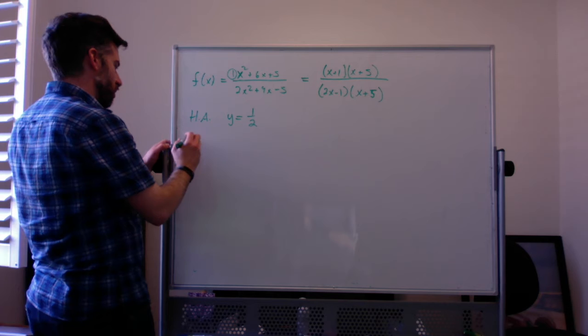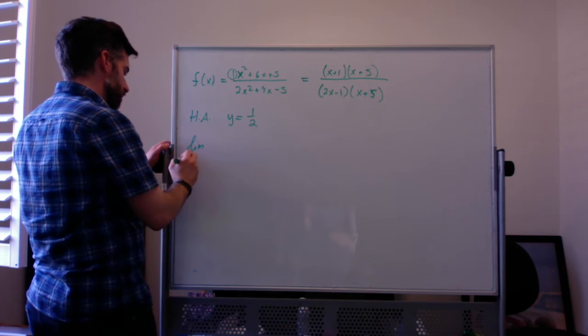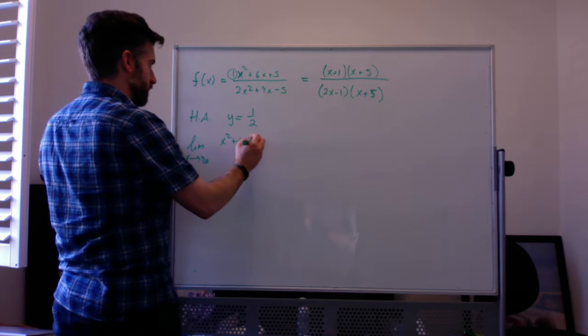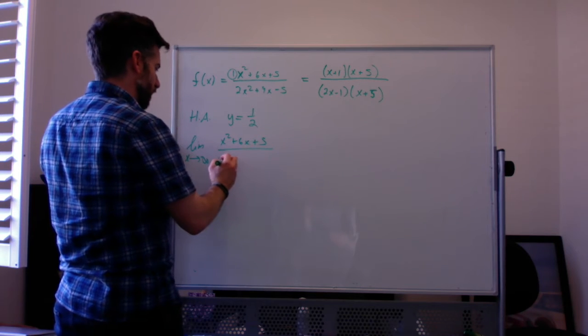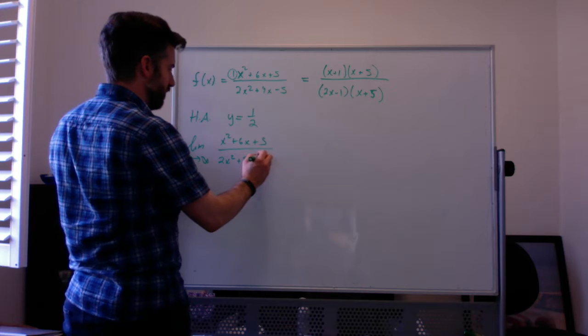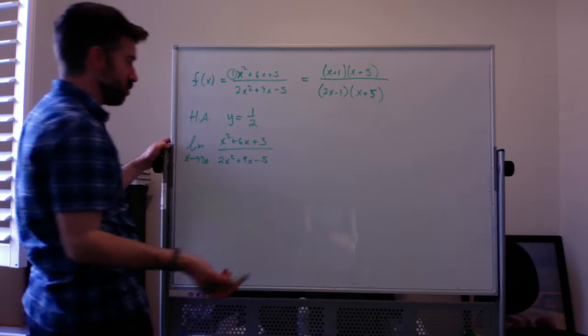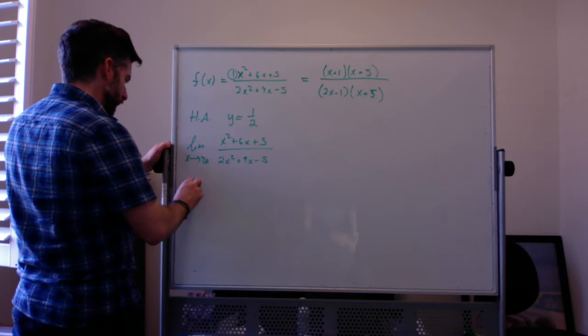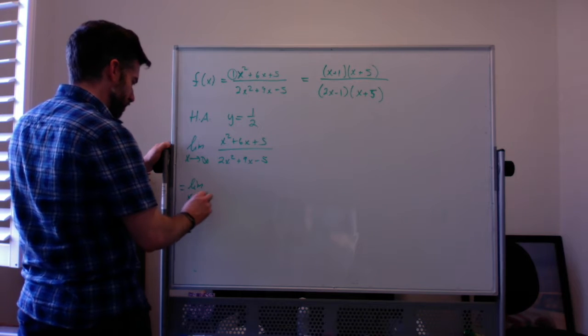You can also do more work and take the limit as x goes to infinity of x squared plus 6x plus 5 over 2x squared plus 9x minus 5. I don't think your teacher really intends for you to do it this way, but you could. Then you divide everything by the highest power of x in the denominator. I'm going to simplify it so I don't have to do too much work here.